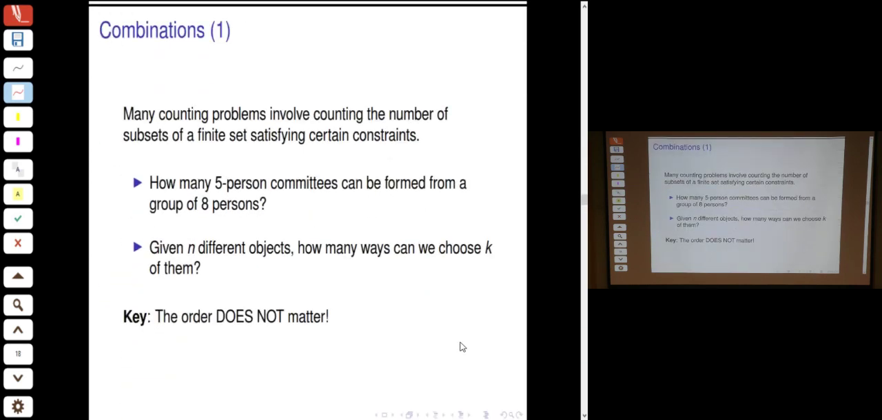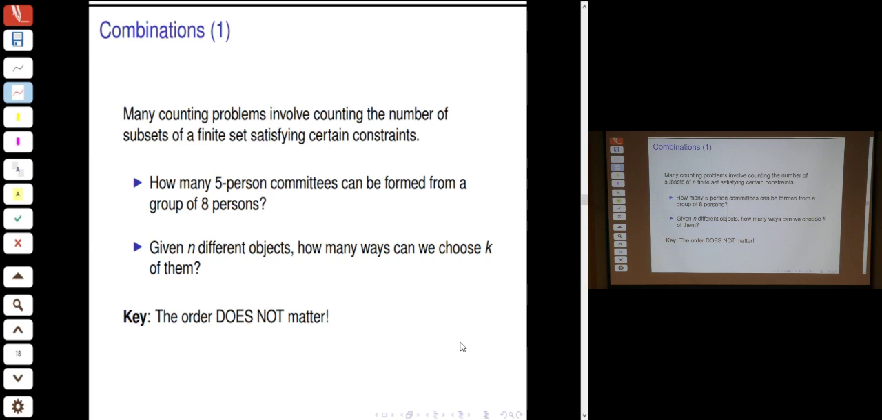Let us continue with combinations. Many counting problems involve counting the number of subsets in a finite set satisfying certain conditions. So, for instance, if you have a group of 8 persons and you want to form 5-person committees out of it, how many such committees can you form?